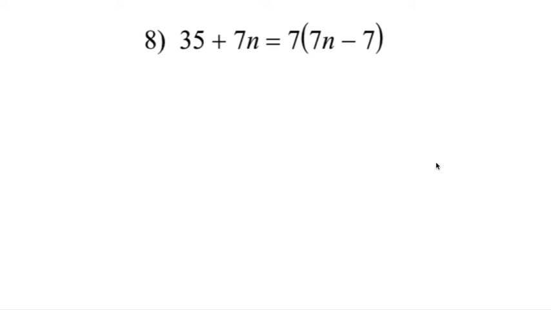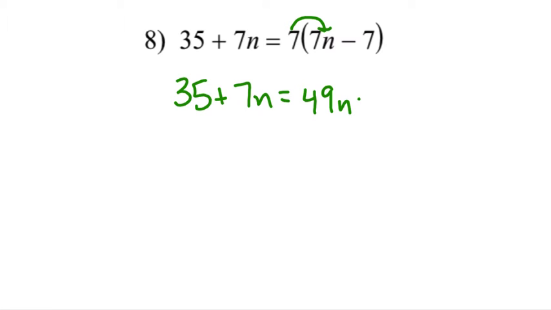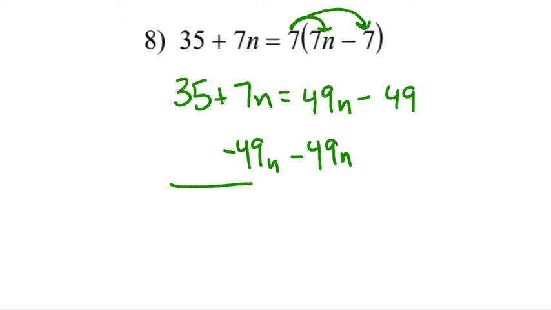Number 8. Again, I see some distributive property happening here. First of all, I will bring down my left-hand side, and let's multiply this 7 through. 7 times 7n is 49n, minus 7 times 7 is 49. Got a couple of 7s going on in there. All right, now I'm going to move my variable to the left. So this is a positive 49n. I will do the opposite and subtract 49n from both sides.